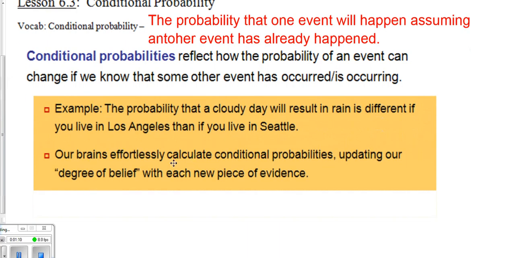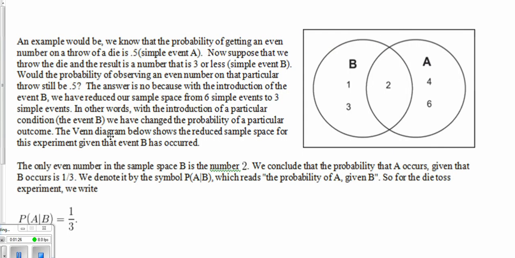Now, our brains will effortlessly calculate conditional probabilities, updating our degree of belief with each new piece of evidence. So you naturally change what you think given something that happened before. So let's look at what this looks like given a Venn diagram.